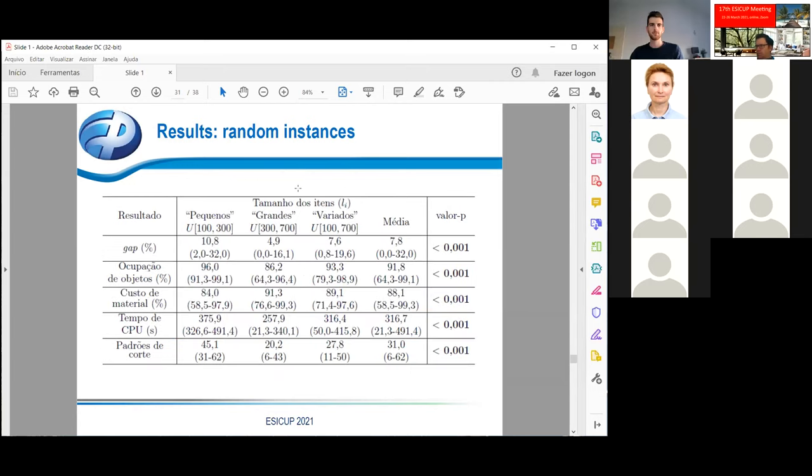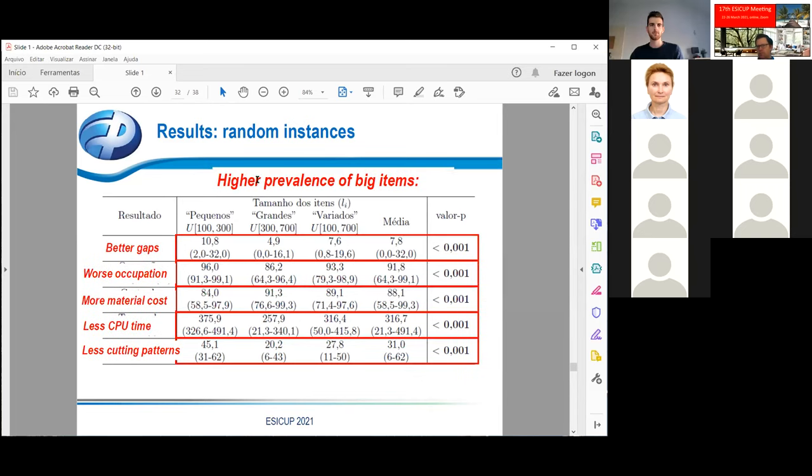When we look at the size of the items, all of the results were statistically significant. So the higher prevalence of big items has as a consequence better gaps, worse occupation of raw materials, more material costs, and then less CPU time and fewer cutting patterns generated. Mainly because big items allow worse combinations of items to optimize the cutting options.